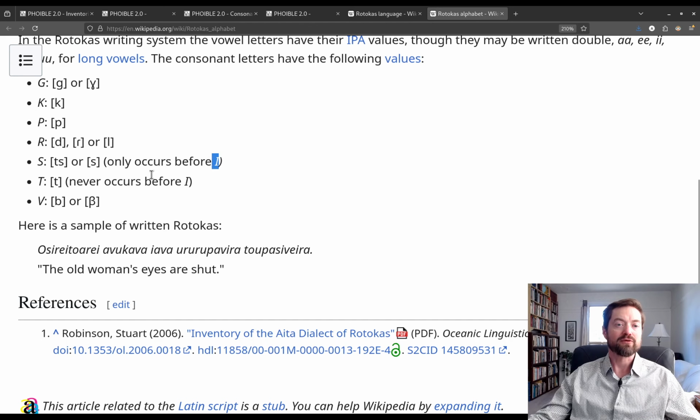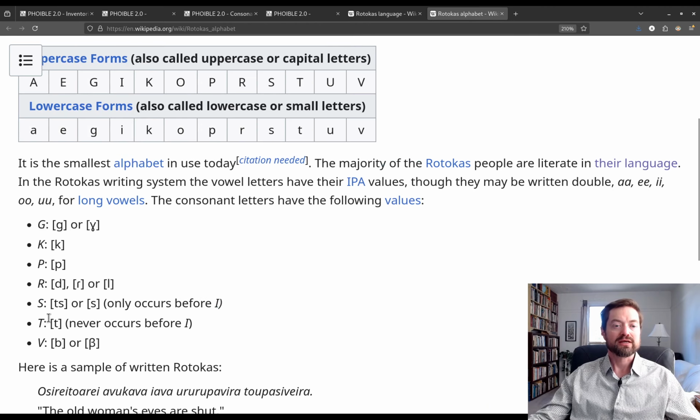Only occurs before E. You see, this S is an allophone of T. It's another version of T, because you can see here that the T sound never occurs before the E vowel, whereas the S sound always occurs before the E vowel.